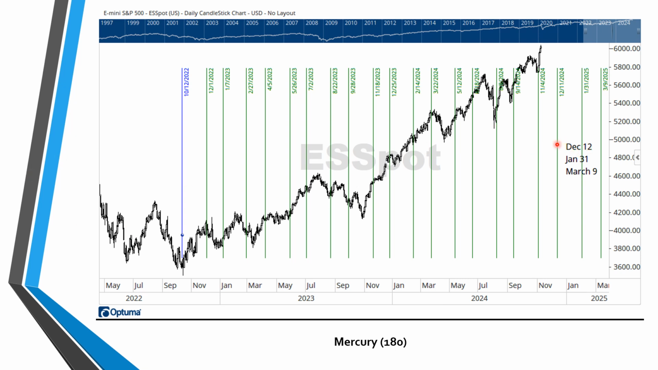And I noticed that on December 12th, on January 31st of 2025, and on March the 9th, we can expect these 180-degree increments of Mercury. So we could, on those dates, be subject to some increased volatility.